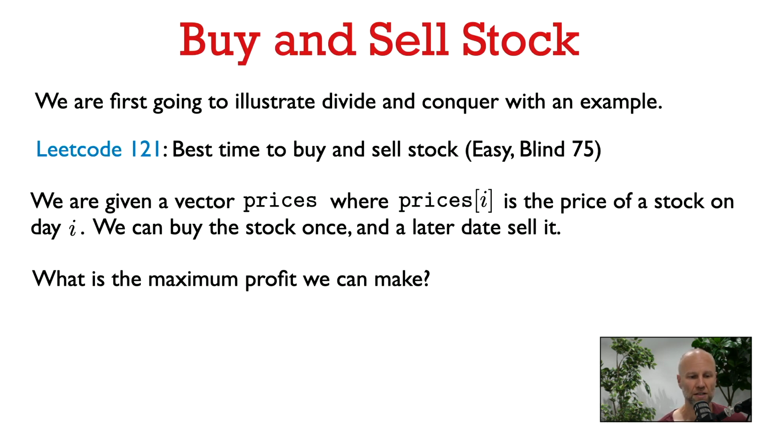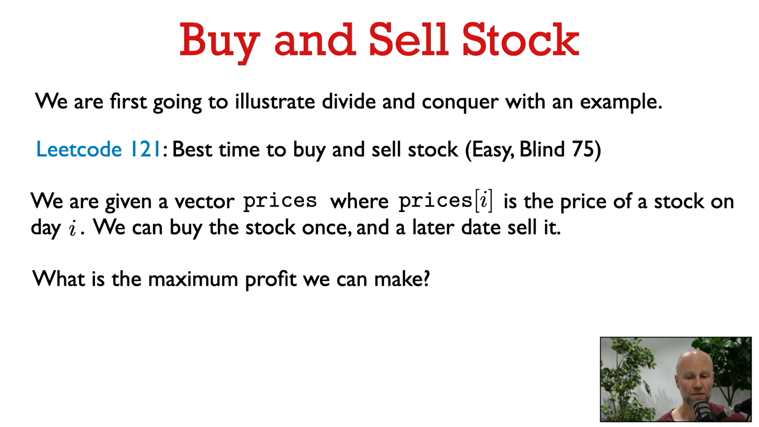I'm going to introduce divide and conquer by means of this example. This is a Leetcode problem called Best Time to Buy and Sell Stock. It's rated easy on Leetcode, and it's also on the Blind 75 list of problems. So here's the problem. We're given a vector prices of size n, where prices[i] is the price of a stock on day i.